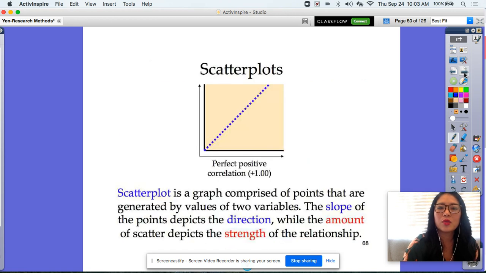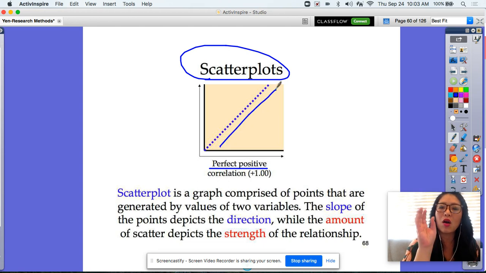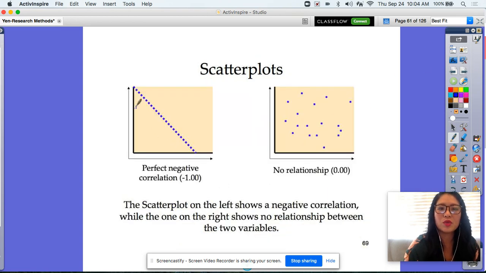Okay? So when you're looking at scatter plots, scatter plots are also used to basically plot data. And so it's going to show you the slope of the direction and then the amount and strength of the relationship. So this is a perfect positive. It is going in a positive way. All the dots are together. So you can tell it's a perfect one correlation. Okay, this one is a perfect negative.